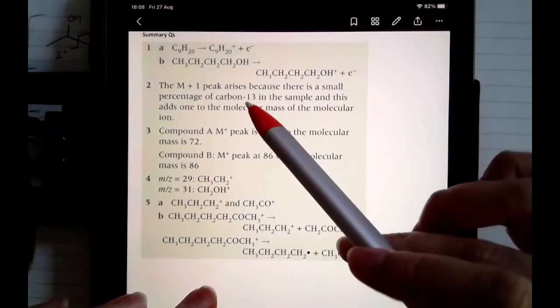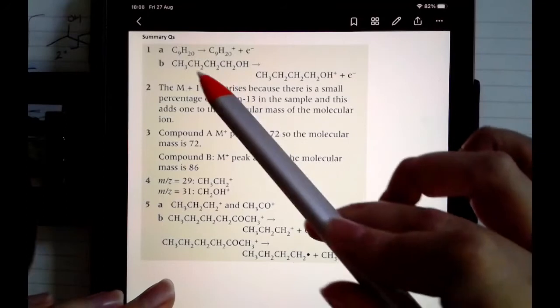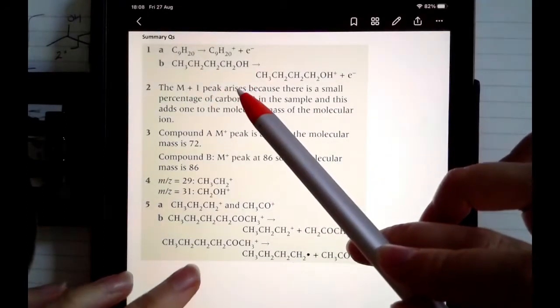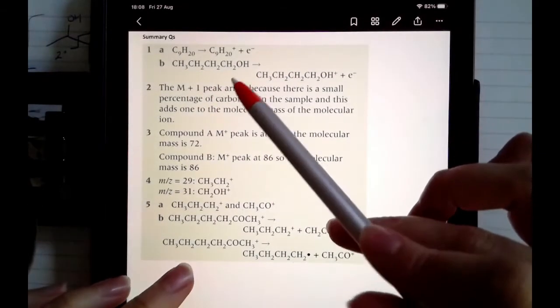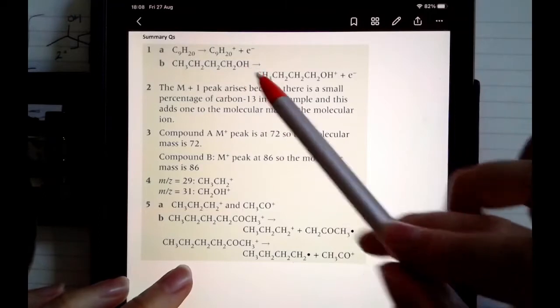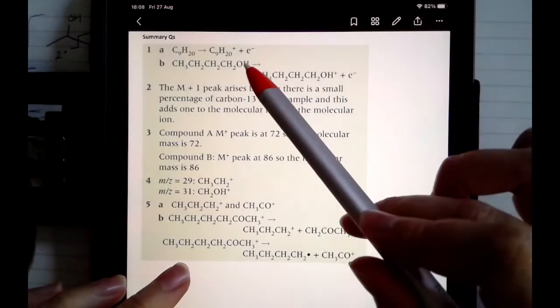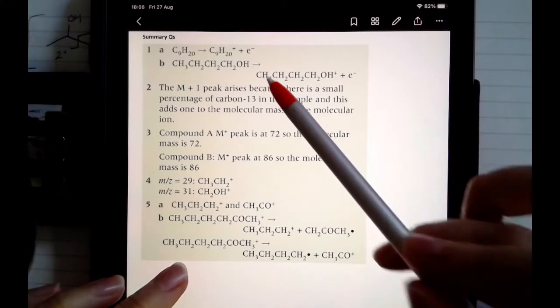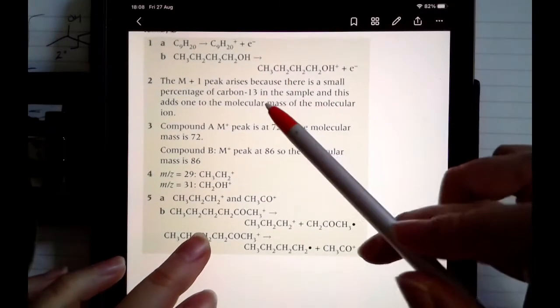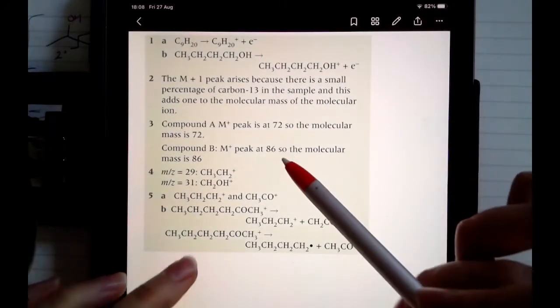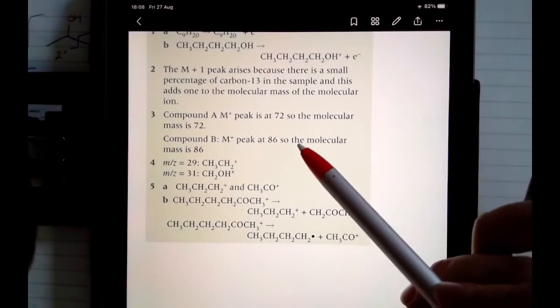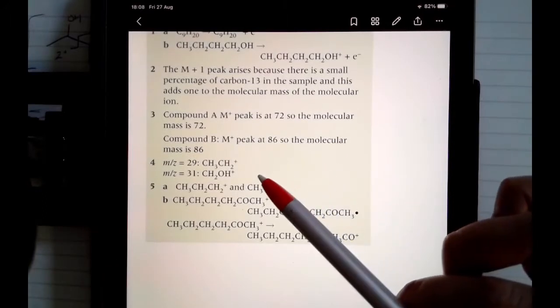In the next question, you're asked about butanol, the same question. So again, you would need to write out the formula for butanol, and then again it is losing an electron, forming a positive ion. If you wrote minus electron there instead, that is fine. The next few questions are straightforward. Question 3, you're just reading the peak of the mass spec that you're provided.